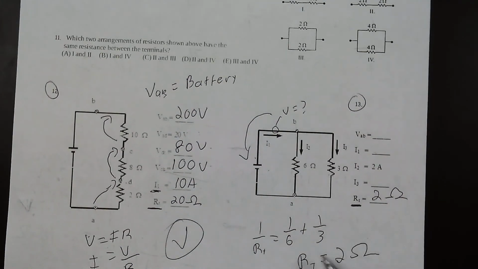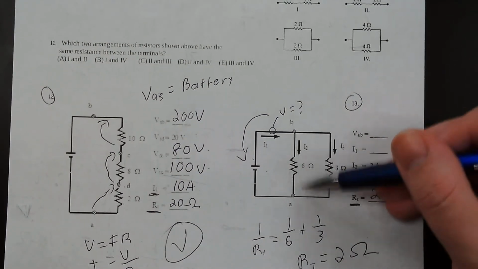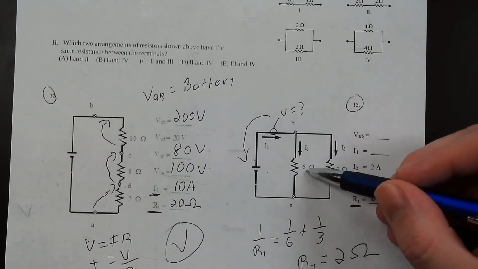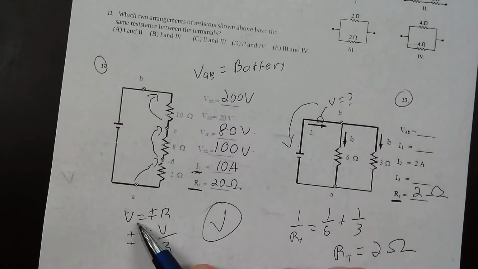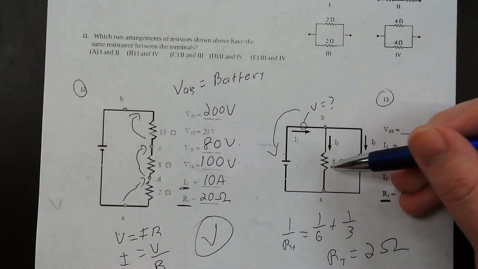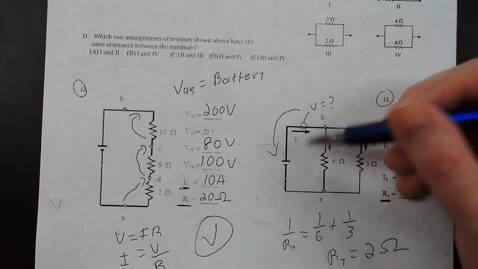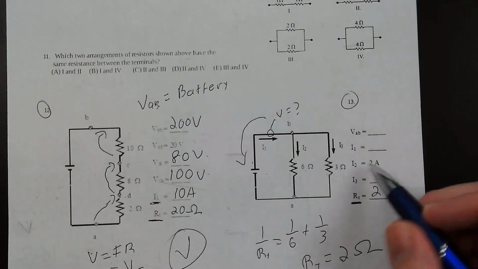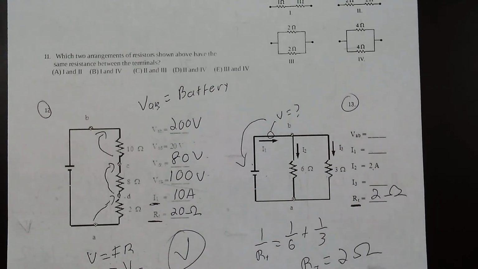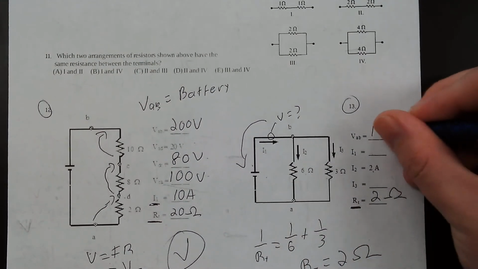So what do I know? Well, I know I2 is 2 amps. That's this one. I know the current through here. If I know the current through a resistor and I know the resistance, I can just use V equals IR to find the voltage for this resistor. If I know the voltage for this resistor, then I know the voltage across this, which is going to be the same as the battery. So that's real easy. 2 times 6 to find the voltage here gives me a total of 12. That means the voltage of the battery is 12 volts.